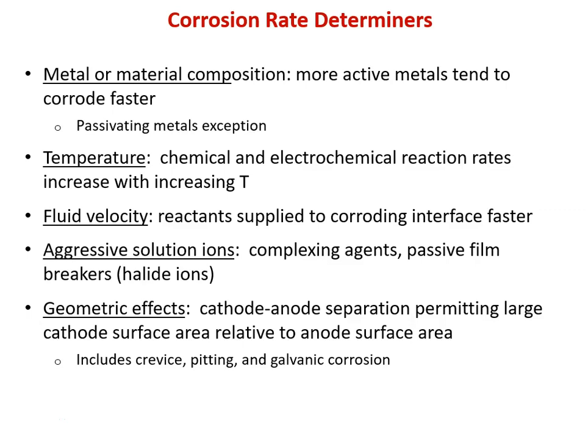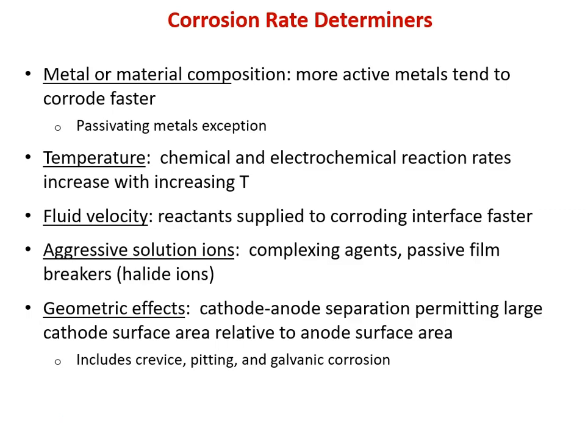Then geometric effects. I mentioned that we always have to have charge balance. Hopefully I mentioned that a lot. We have to balance the number of electrons being lost by the anode with those being used by the cathode. Well, if we change the relative areas of anodes and cathodes, and maybe we cut the anode down in size by half, that reduced area is now going to have to supply twice the current density to satisfy charge balance.